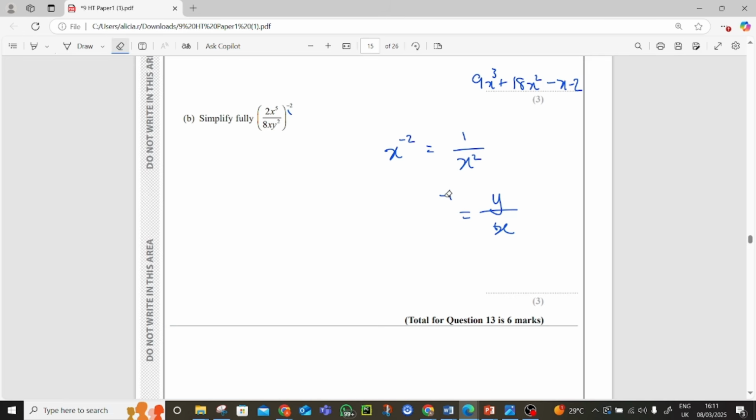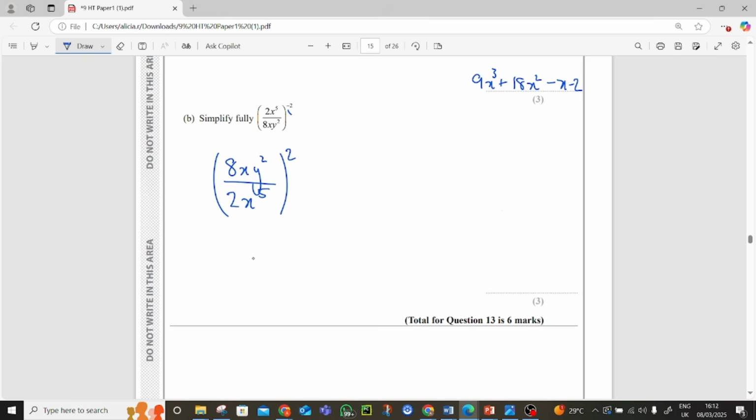All the stuff that is on the bottom is going to go onto the top, and all the stuff on the top is going to go onto the bottom. And so that's the first thing that I'm going to do to this fraction, is to get rid of that negative indice and reverse everything. So it's going to be 8xy squared over 2x to the 5. And then this now is not to the power of minus 2, but just the power of 2. Yeah, so that negative part just had the effect of flipping everything on the inside.